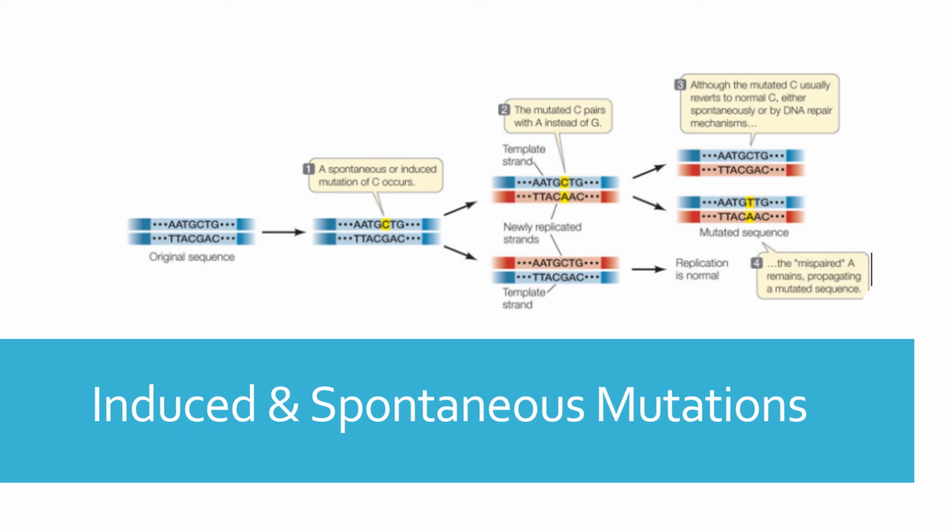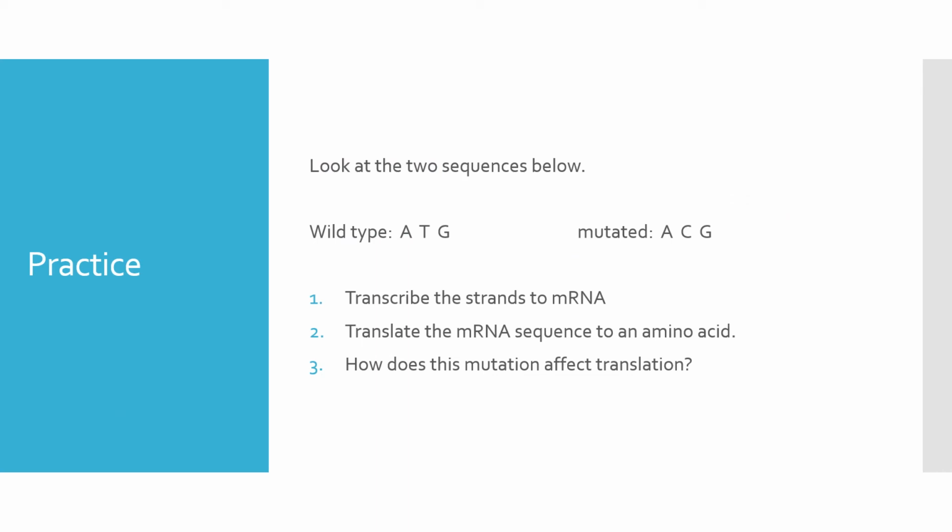Now it's your turn to practice. Look at the two sequences below. We have a wild type sequence, ATG, and a sequence that has been mutated and now reads ACG. First, transcribe these 3 DNA base pairs into mRNA. Secondly, translate the mRNA sequences to an amino acid. And then look closely and see if this mutation affects translation to amino acids. Pause now and take these 3 steps. The next slide contains a solution, but give it a try first.